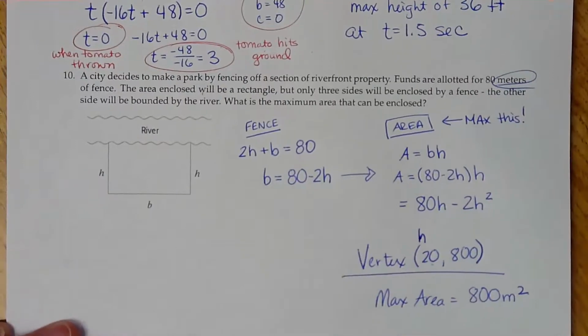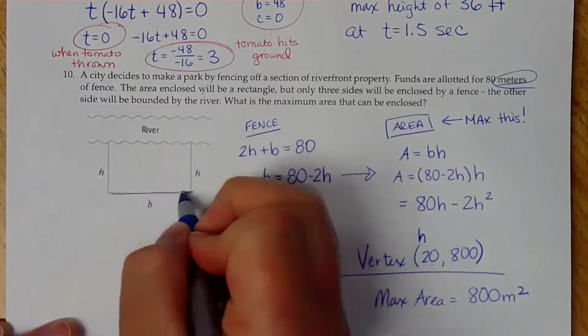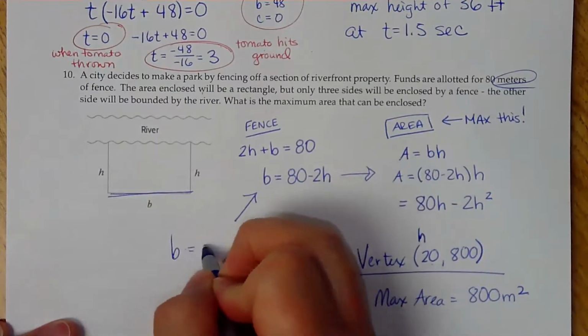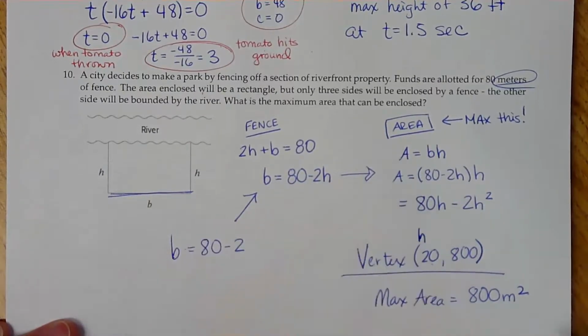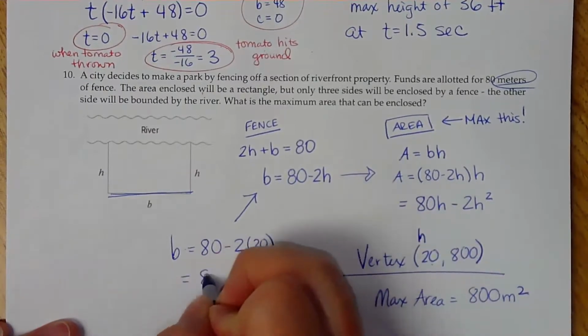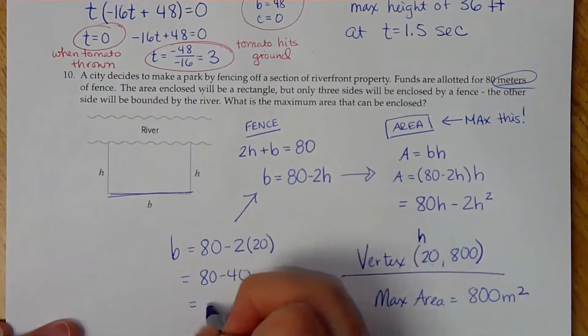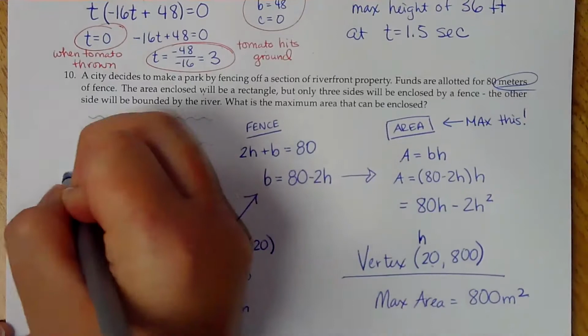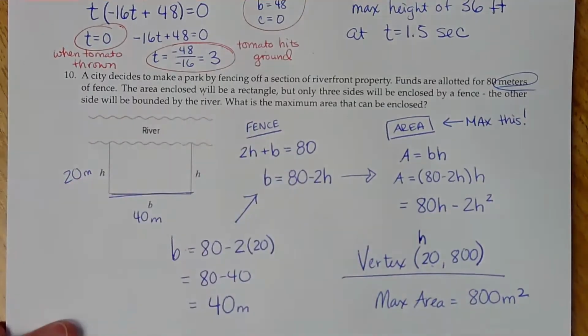And then just for fun, we can actually figure out what this side length is too, which I think might be surprising. So B is equal to 80 minus 2 times 20, so 80 minus 40. So this side needs to be 40 meters long. So I need 40 meters by 20 meters in order to get this 800 meter area. All right.